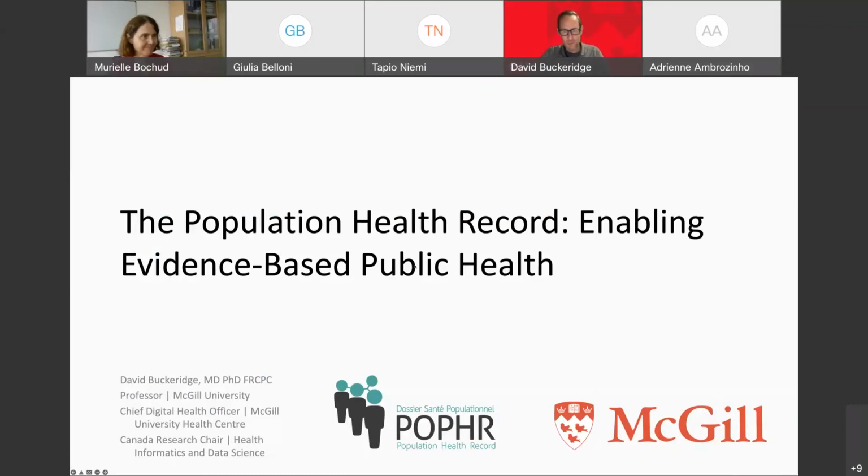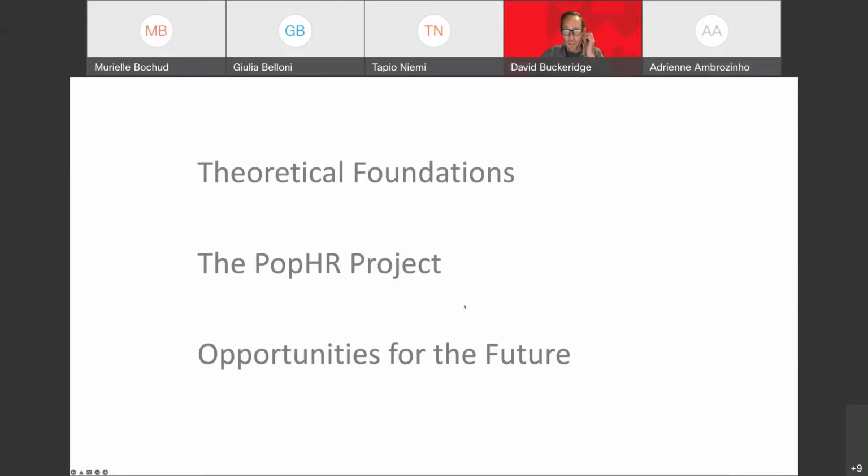So I'm going to talk about the population health record, as was mentioned, particularly enabling evidence-based public health care through this particular approach. So I've divided my talk into three areas. First, a bit about the theoretical foundations for this project. So what are we trying to accomplish here and what framework? Then I'll describe the project itself, some of the activities we've done to date and the implementations of this particular approach. And then I'll close with some discussion around opportunities for the future, areas where we're planning to go.